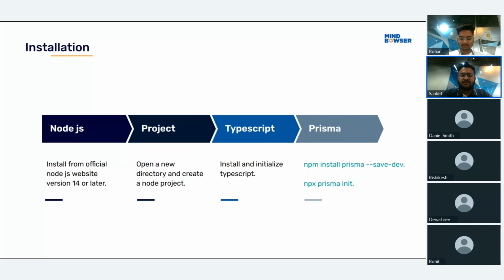For that, we have the command npm install prisma --save-dev. It will install Prisma inside your project. After that, we should run the command npx prisma init. After hitting this command, Prisma will initialize additional folders and files for us to connect with the database, etc. So this was the simple installation process of Prisma.